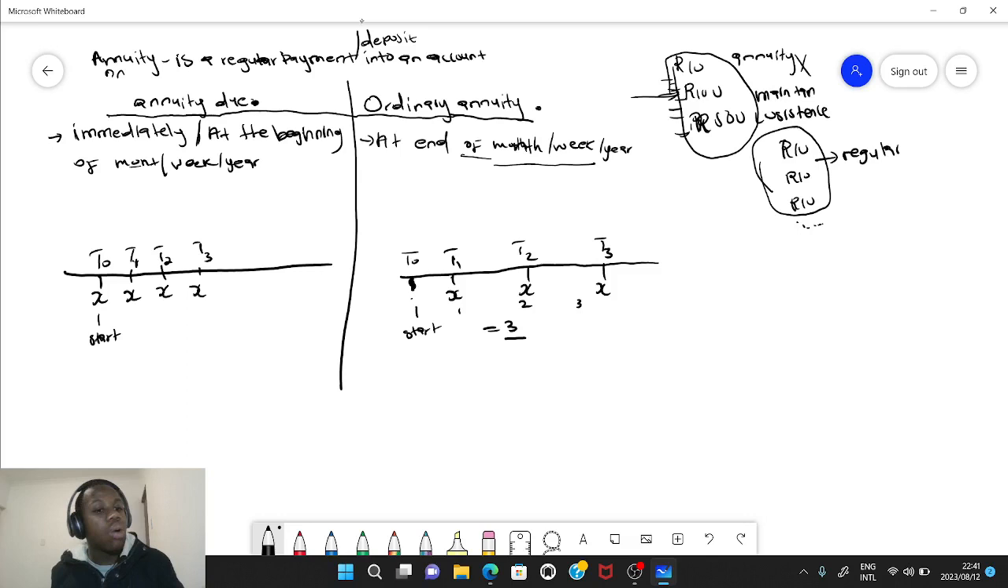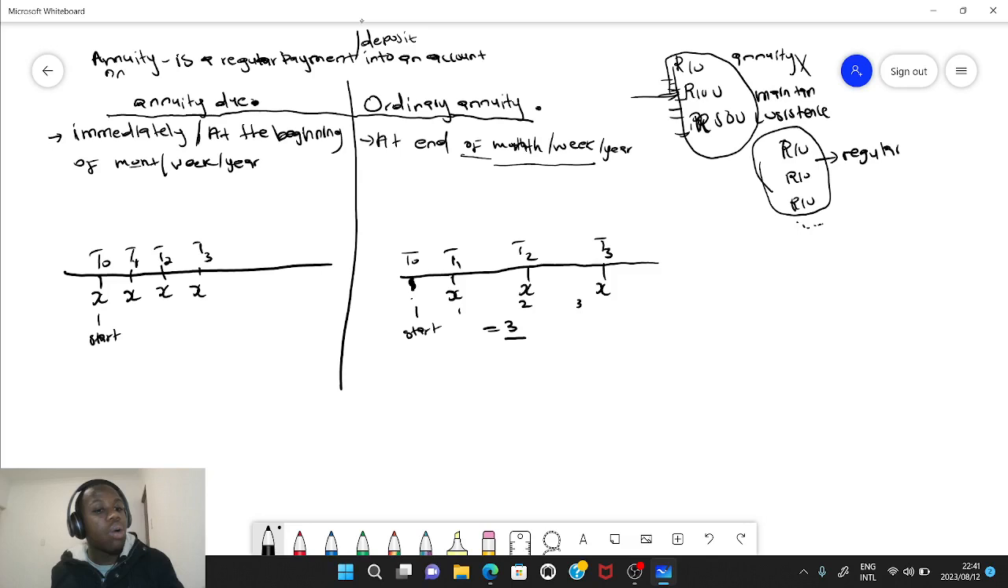And why am I saying it's an abnormal situation? I cannot take a loan and pay immediately. It's not normal, right? But looking at the difference between the two, in the annuity due, which is abnormal, I had 4 payments, and in the ordinary annuity I had 3 payments for the repayment.